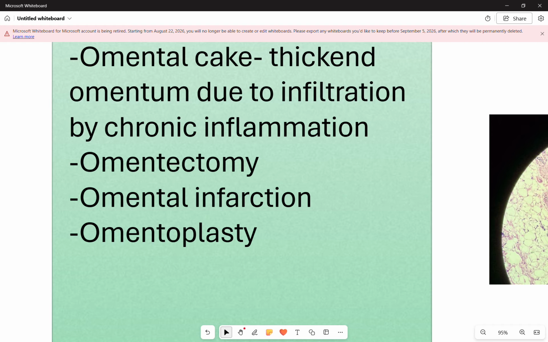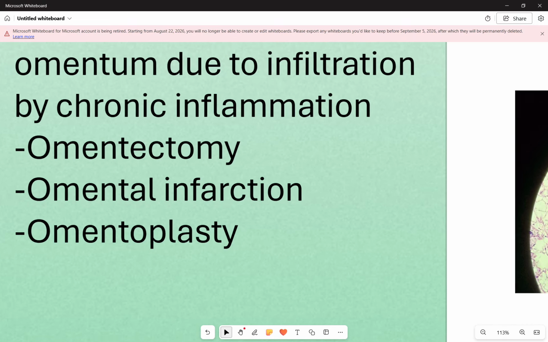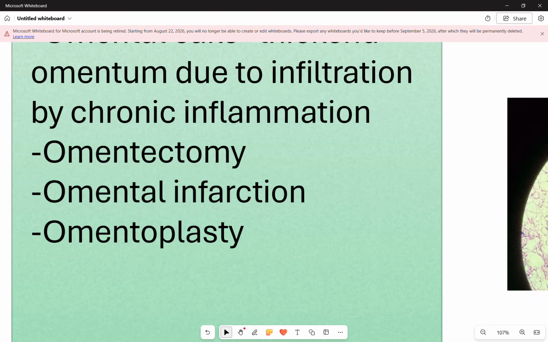Then omental infarction. Omental infarction is cutting off the blood supply to the omentum. Now this can happen during a torsion of the omentum. Because omentum is mobile, it may undergo a torsion and a part of the omental blood supply may be cut off and omental infarction can happen. Very rare indeed.